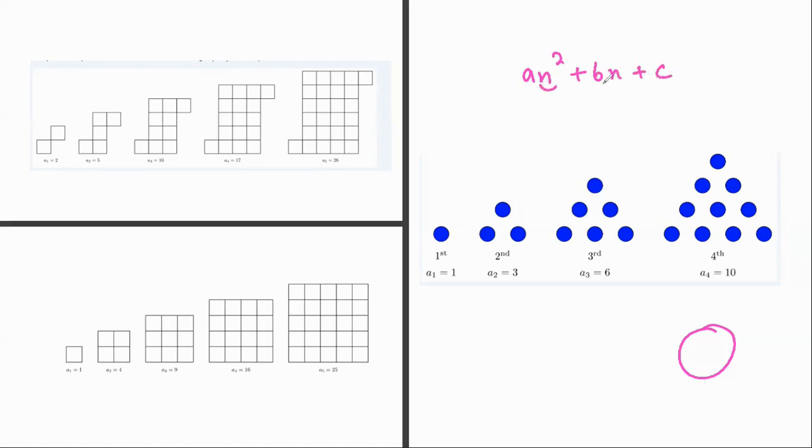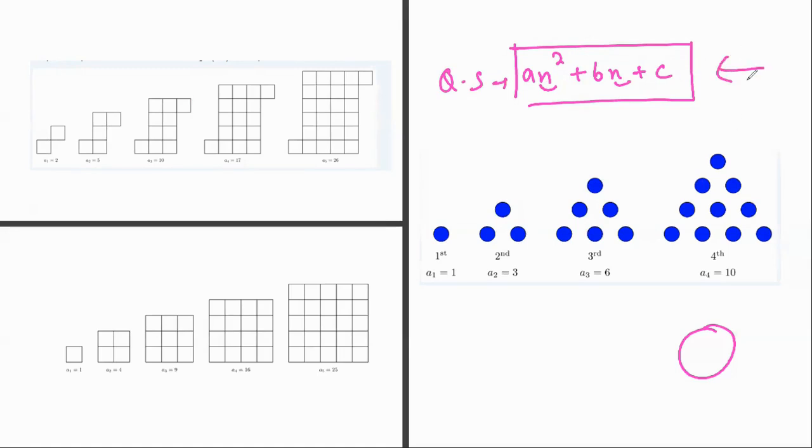Why have I taken only n? Because here we are talking about the terms, like first term, second term, third term, meaning the number of terms. So n represents the number of terms. That's why I have taken n. You can take x also, y also, whatever you want to take. So this is the general form of a quadratic sequence expression, basically, right?